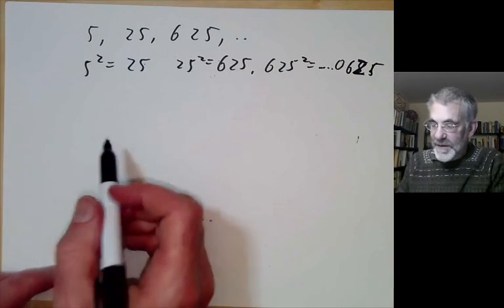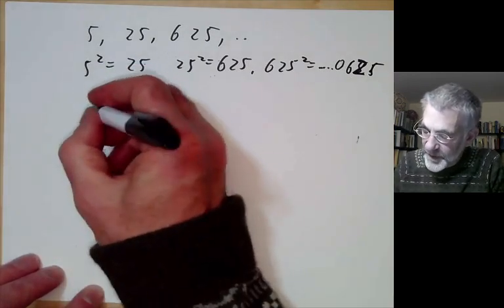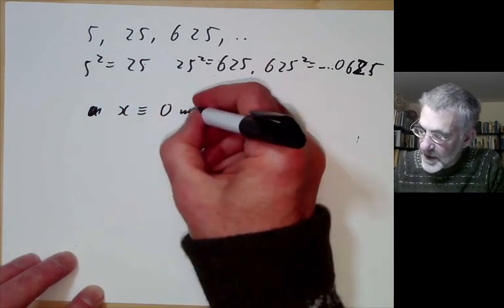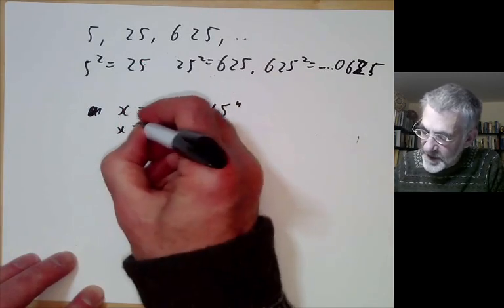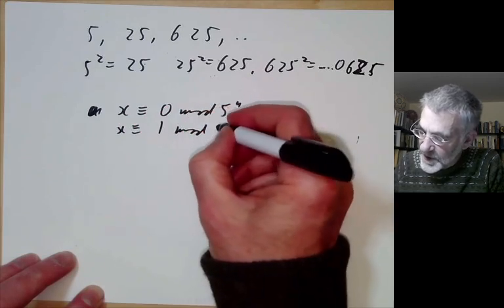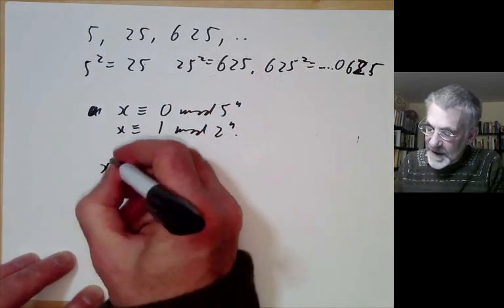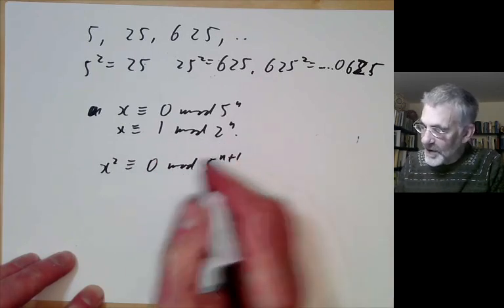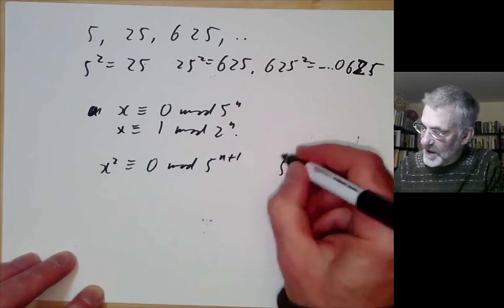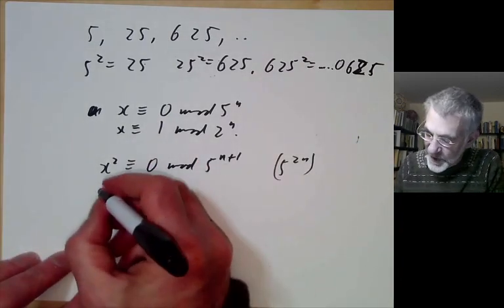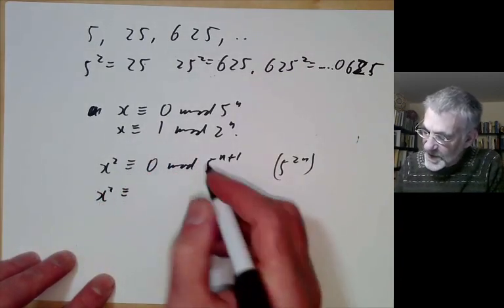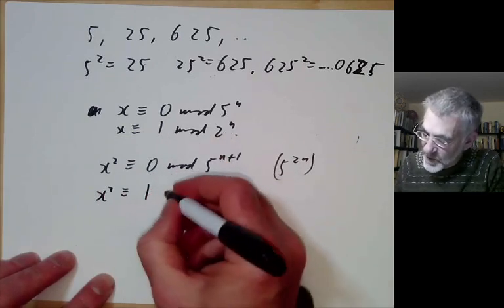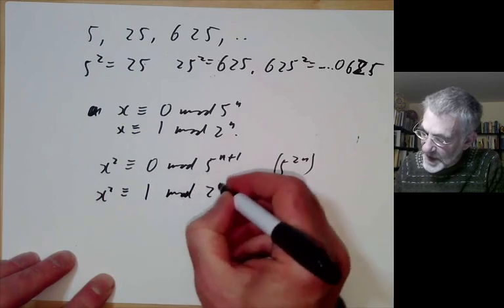And the reason why this works is, suppose we've got a number x that is congruent to 0 modulo 5 to the n, and x is congruent to 1 modulo 2 to the n. Well, then we notice that x squared is congruent to 0 modulo 5 to the n plus 1. In fact, modulo 5 to the 2n, but we only need 5 to the n plus 1. And x squared is congruent to, well, what's it congruent to modulo 2 to the n plus 1? Well, it's actually congruent to 1 modulo 2 to the n plus 1.